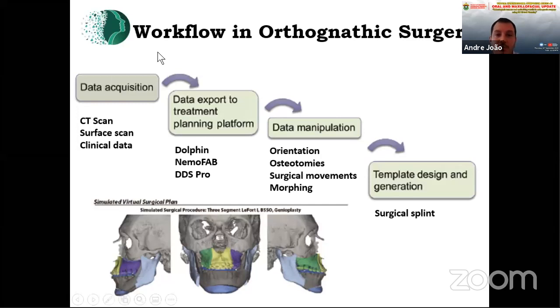So what's the workflow for 3D virtual planning? We start with data acquisition. We need a CT scan and a surface scan. The clinical data is the same. I use the same form that I used before, and I still collect clinical data in the same way. After that, the CT scan can be a traditional CT scan or CBCT, it doesn't matter.